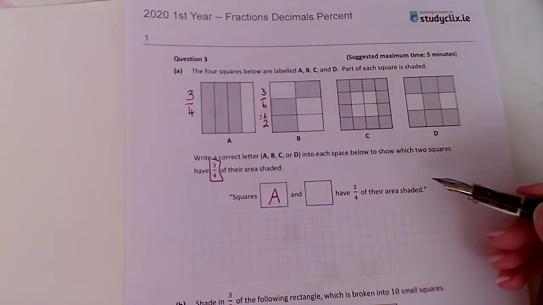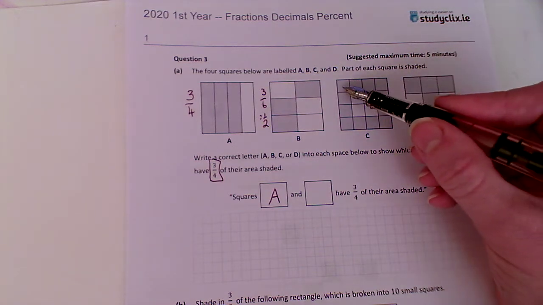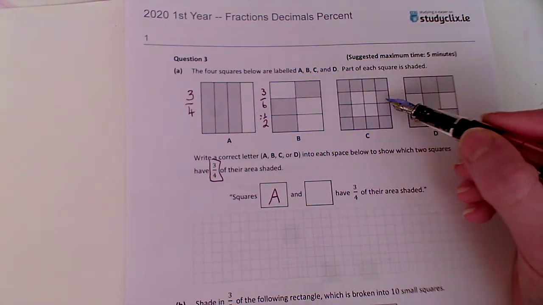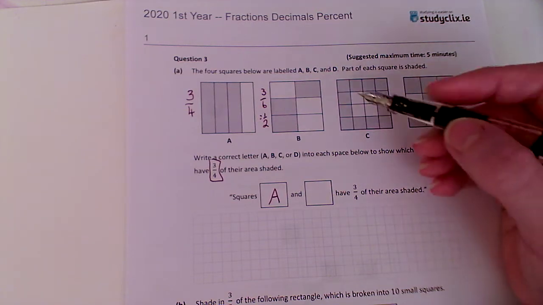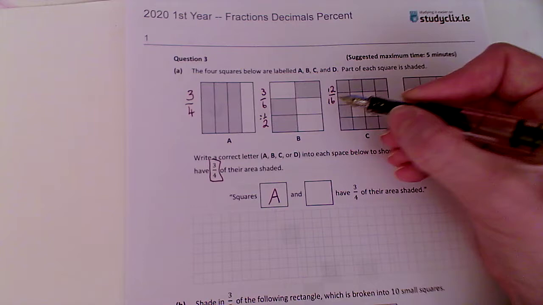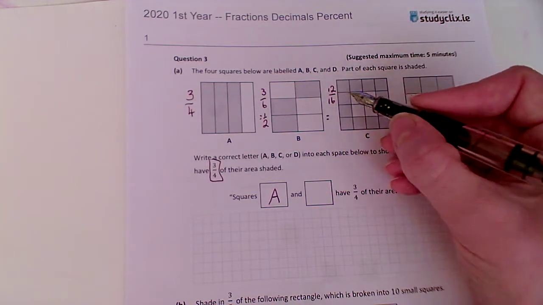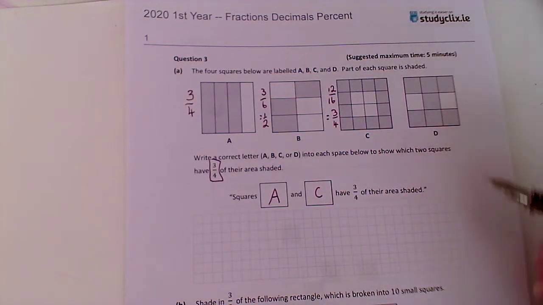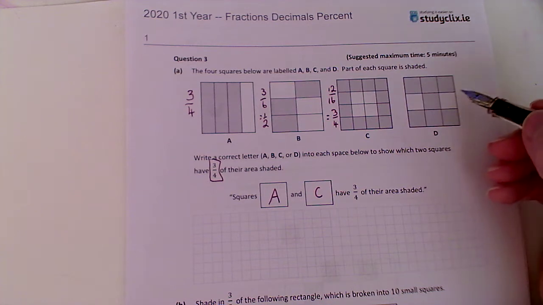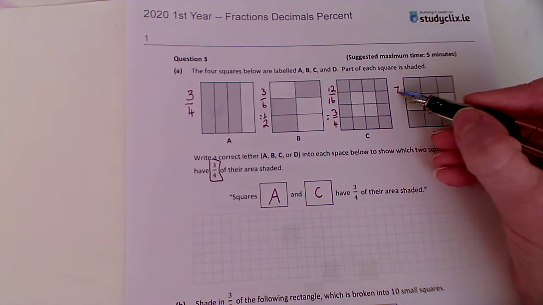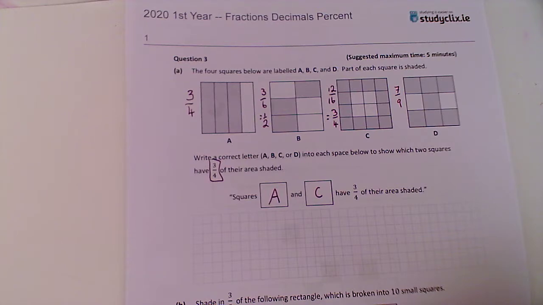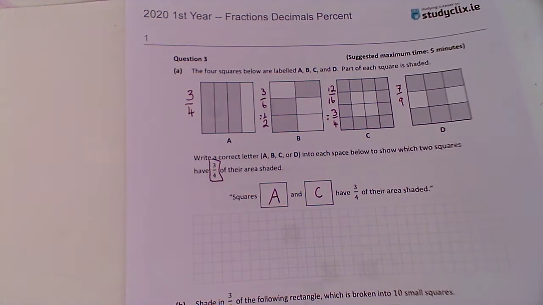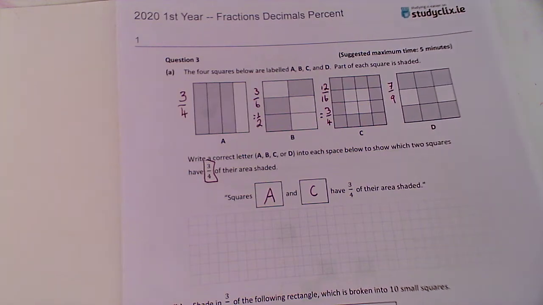C has 16 squares and 1, 2, 3, 4, 5, 6, 7, 8, 9, 10, 11, 12. 12/16 of C is shaded, and when we simplify that, 4 goes into both, we get 3/4. So C is the second answer. We weren't asked about D, but we'll do it anyway. We've got 9 squares in total, and 7 of them are shaded. So that's how we worked out, and you might have done your working out down here. That's how you worked out which 2 squares had 3/4 of their area shaded. It was testing, did you understand equivalent fractions?